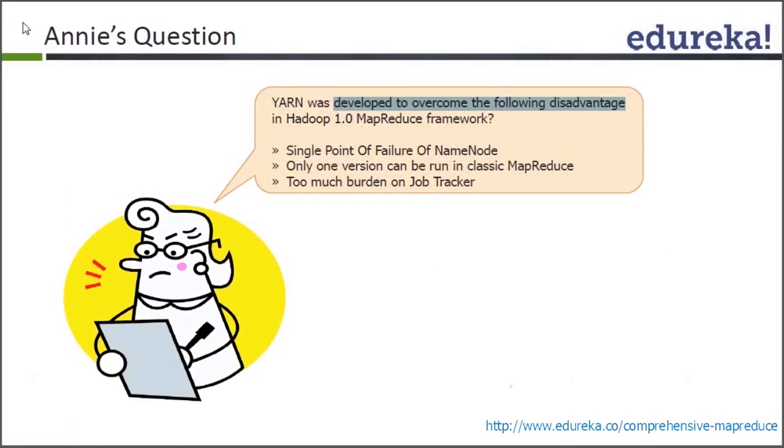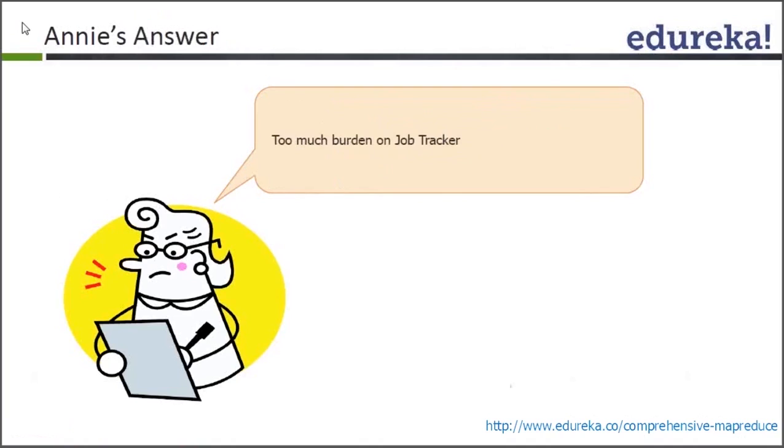So single point of failure of the name node, that is the HDFS part of it. Only one version can be run in a classic MapReduce. That's also correct in one way, because you will only be running MapReduce. But then the primary reason is the job tracker overburden. So the answer is C, too much load on the job tracker. Who removes that load? Application master. The right answer to the earlier question is too much burden on the job tracker.